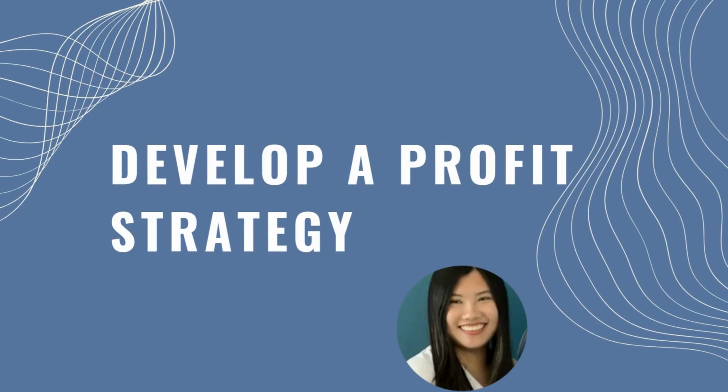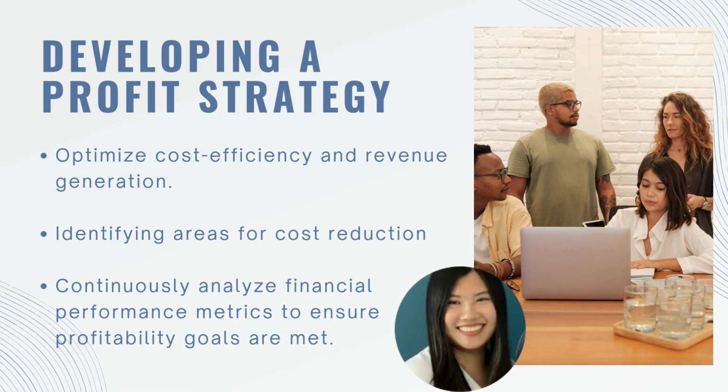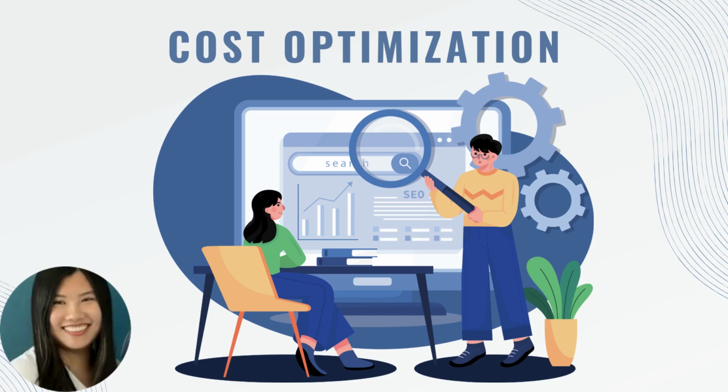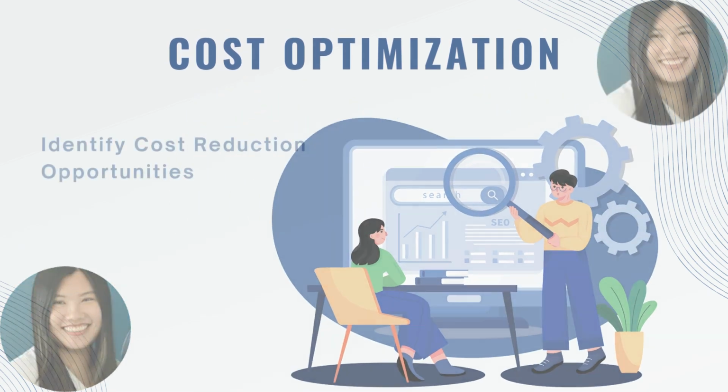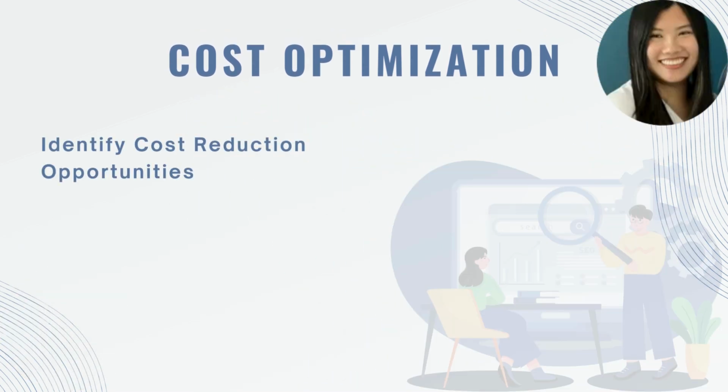So let's now talk about developing a profit strategy. Usually, to develop a profit strategy, you want to optimize cost efficiency and revenue generation. You also want to identify areas for cost reduction, and you want to continually analyze financial performance metrics to ensure profitability goals are met. Now, let's talk about cost optimization, which can help you with your profit strategy. Let's talk about the cycle of cost optimization.